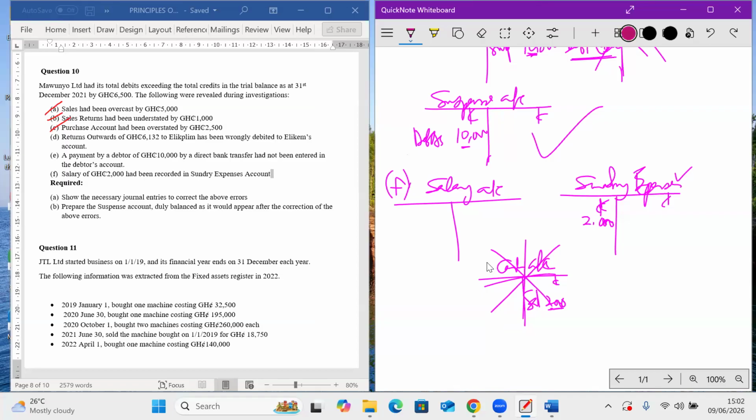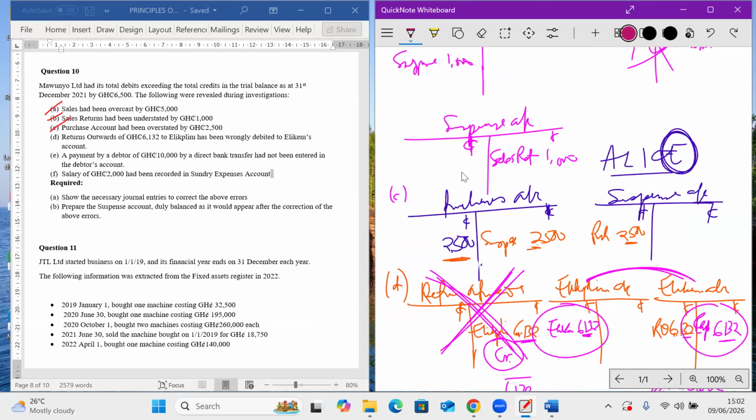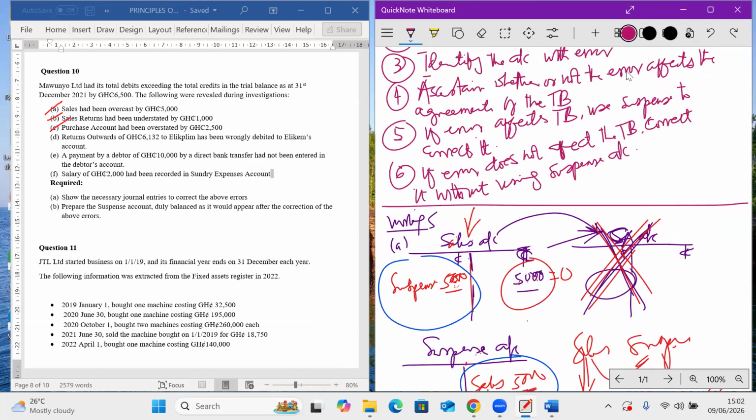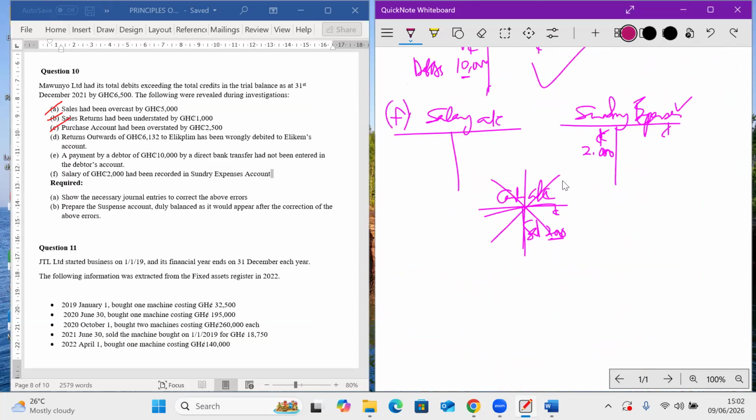So now, this error, let's go to the next step. Step 4: ascertain whether or not the error affects the agreement of the trial balance. Now, this error we are looking at here, does it affect the agreement of the trial balance? What must come to your mind is the way I explained. You have to look at the sides of the account. If this account is this, the next account is that. Are the figures the same? Are they on the same side or on different sides of debit and credit? That's what will tell you whether it is affecting or not affecting.